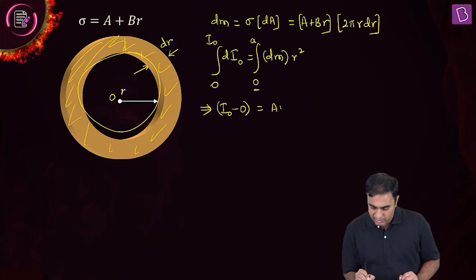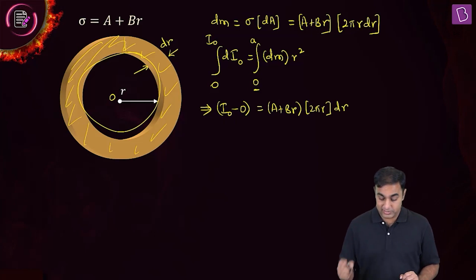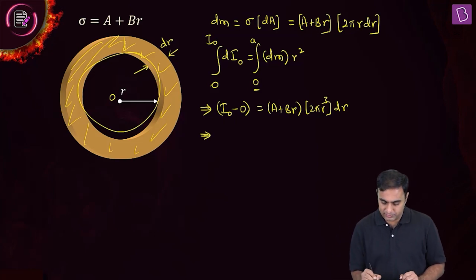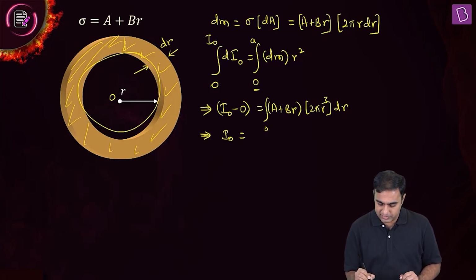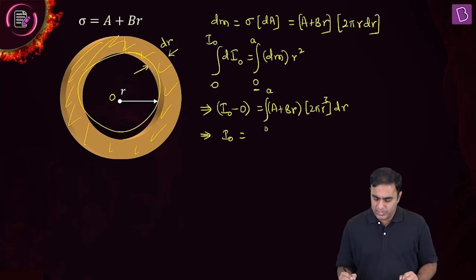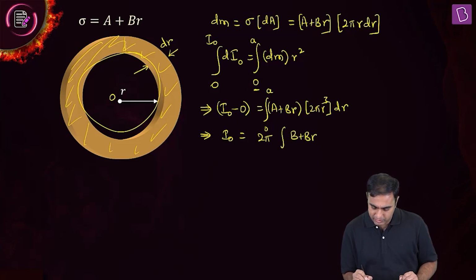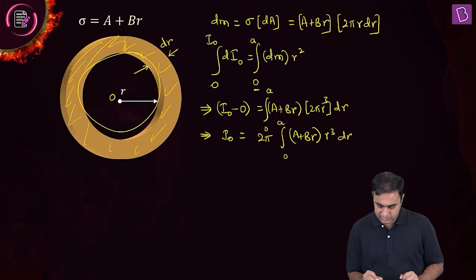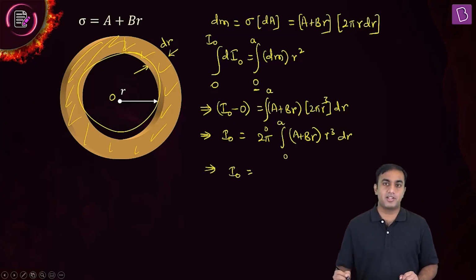dm is A plus BR into 2 pi R dr. All right, and there is an R square. So I have to include that here as well, and that will make it R cube. All right, let's simplify this expression. We have got 2 pi sitting outside, and this integration is with respect to R. All right. Now, let's integrate.